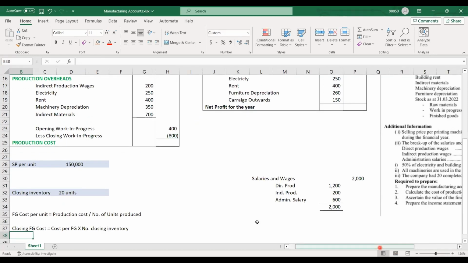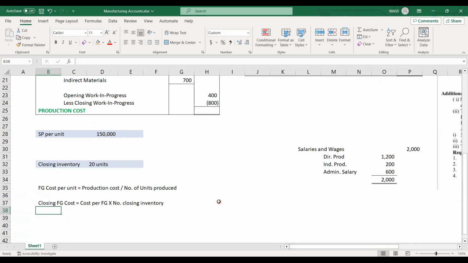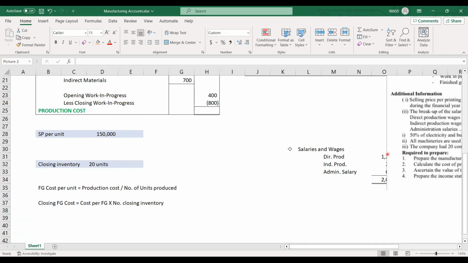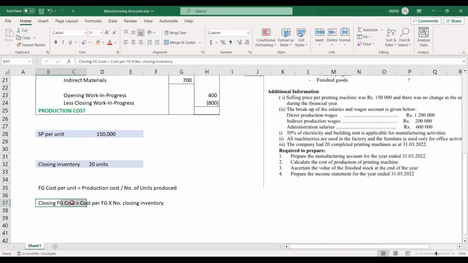So you can very easily first figure out what you want. What exactly do you want? If you're ever confused in a situation, see, they are asking you to ascertain the value of the finished stock at the end of the year. So that means they want the closing finished good cost, right? That's what they want. And you can very easily find out an equation as well to figure out the answer.